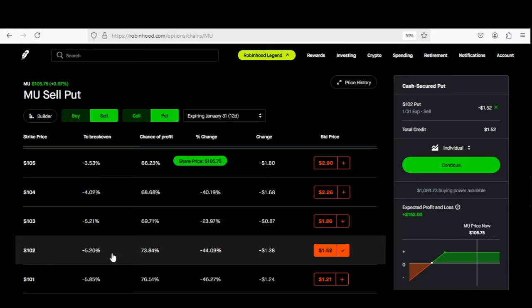So your chance of profitability is, let's say, very small. In my book, I call this very small, and you're going to be able to see this when we get to the other option strategies.